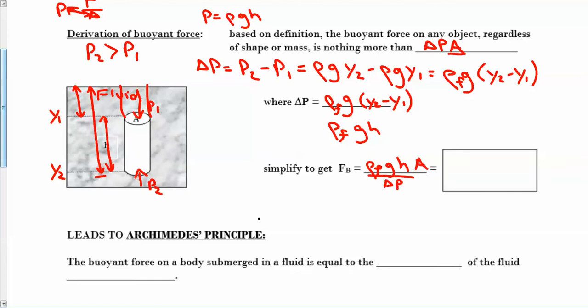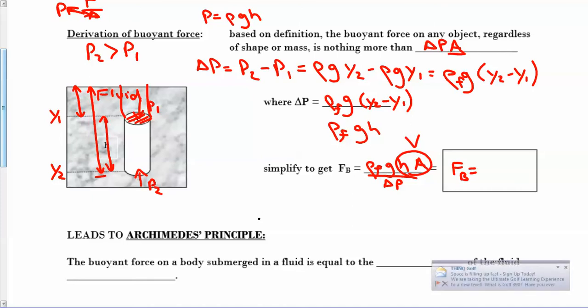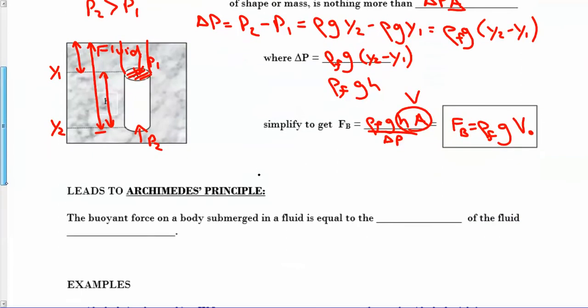But what's interesting is this H times A. That H is the height of that cylinder, and the A is the area on the top and bottom, which happens to also be the volume. So the buoyant force is equal to the rho of the fluid times g times the volume of the object. And that's the equation that you'll see in your reference tables.